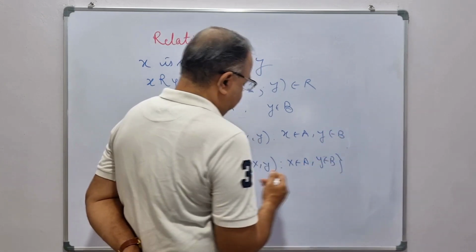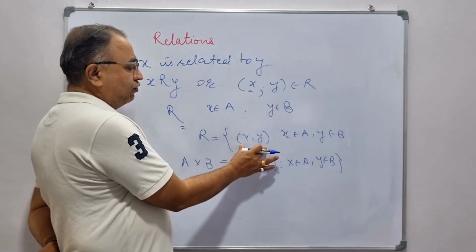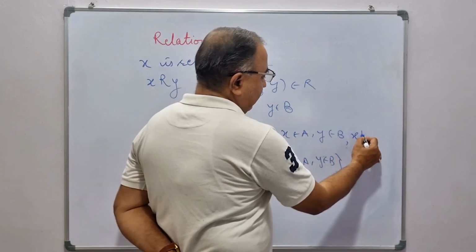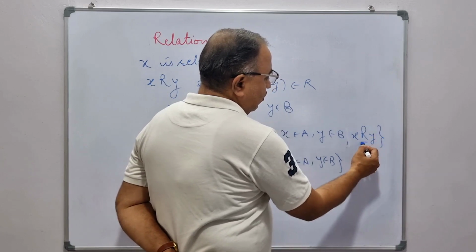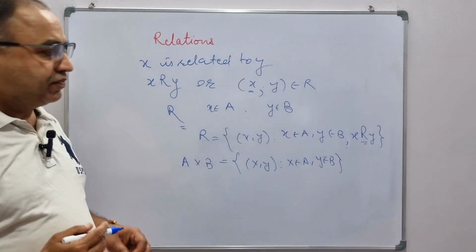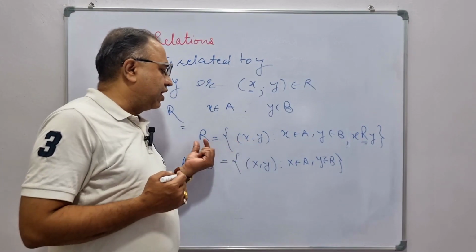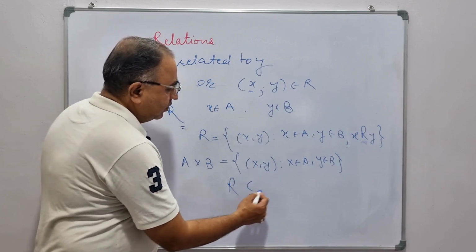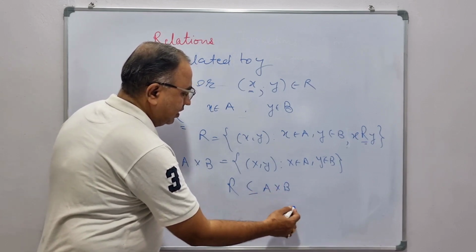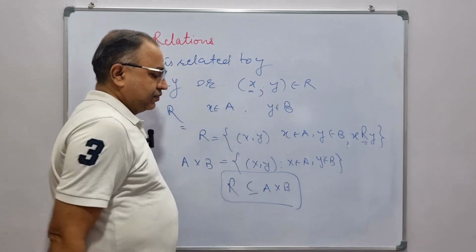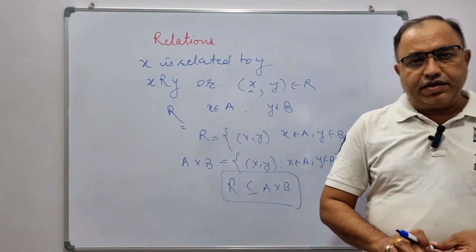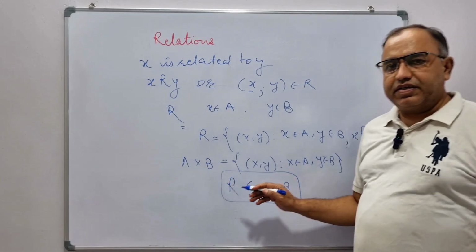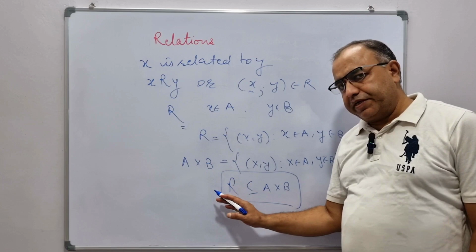But here, what is the difference? Relation is a collection of all those ordered pairs where X belongs to A, Y belongs to B, and at the same time X must be related to Y through a well-defined relation. Only those ordered pairs will be included in the relation. So what you observe and understand is that relation is a subset of A cross B. Clear?